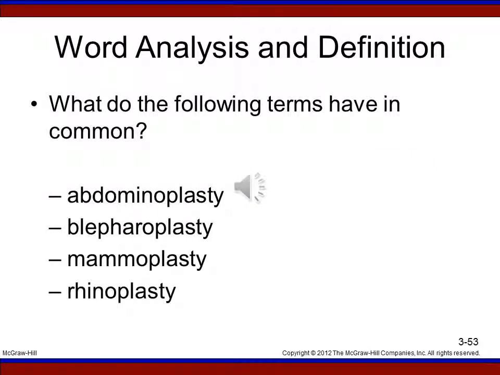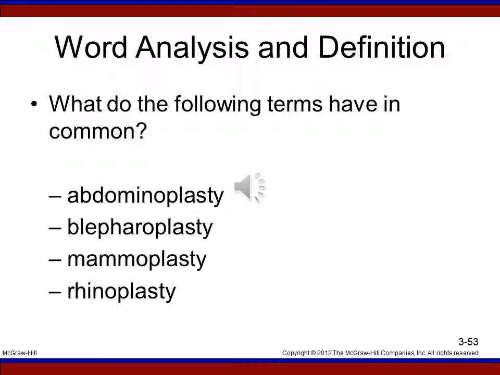Okay, learners, this is word analysis and definitions, and this is our last slide of Chapter 3, Integumentary System. Let's take a look at these 4 words down here. What do the following terms have in common? Abdominoplasty, blepharoplasty, mammoplasty, and rhinoplasty. Of course, you're taking a look at that. It's blaring. It's the suffix, those group of letters at the end. Plasty. This means surgical repair.